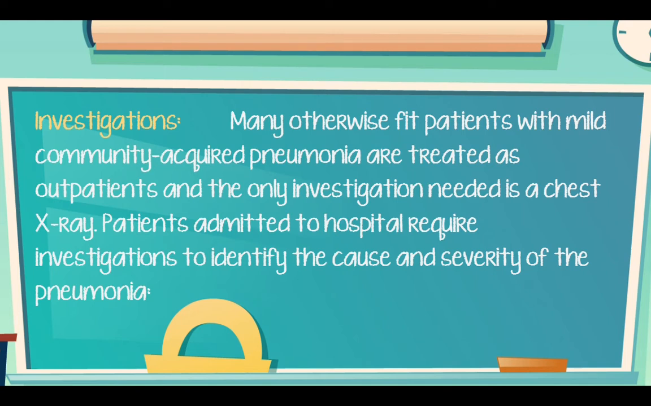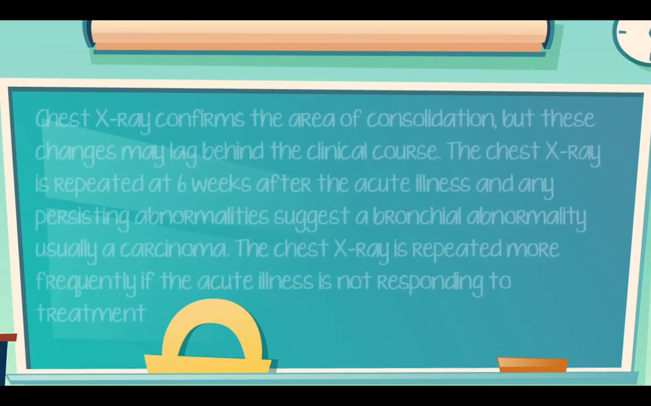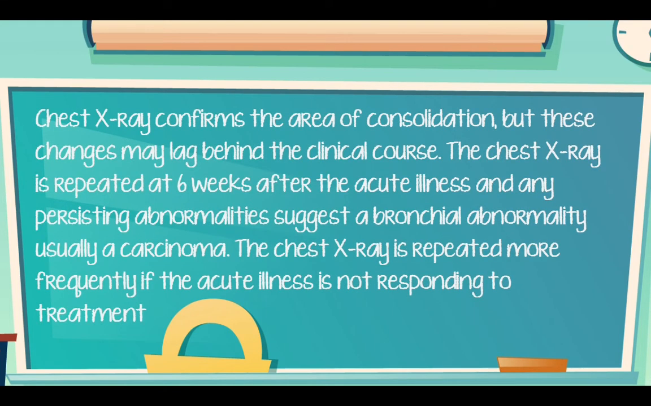Investigations. Many otherwise fit patients with mild community-acquired pneumonia are treated as outpatients, and the only investigation needed is a chest X-ray. Patients admitted to the hospital require investigations to identify the cause and severity of pneumonia. Chest X-ray confirms the area of consolidation, but these changes may lag behind the clinical course. The chest X-ray is repeated at 6 weeks after the acute illness, and any persisting abnormalities suggest a bronchial abnormality, usually a carcinoma. The chest X-ray is repeated more frequently if the acute illness is not responding to treatment.